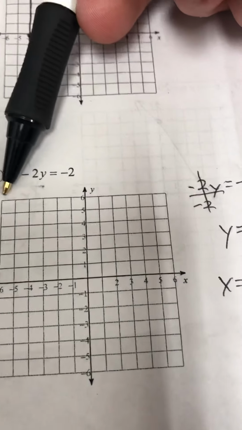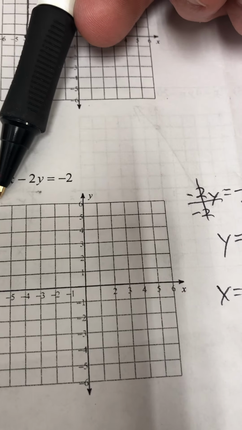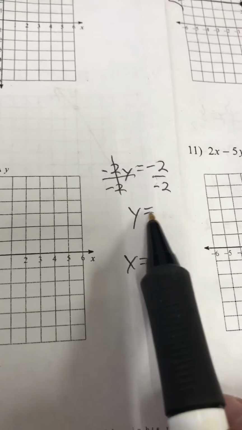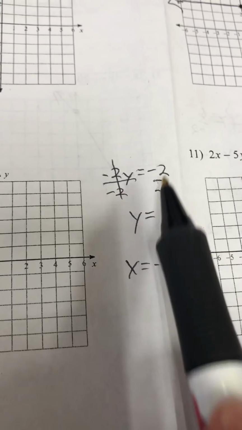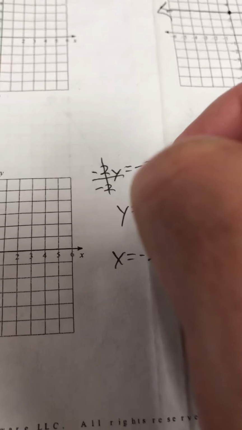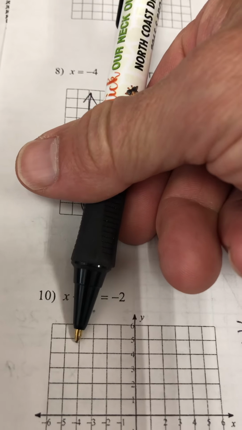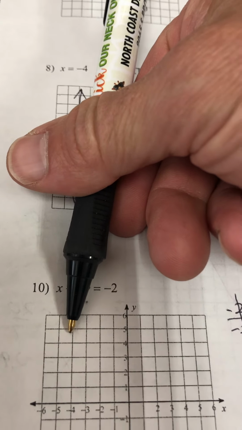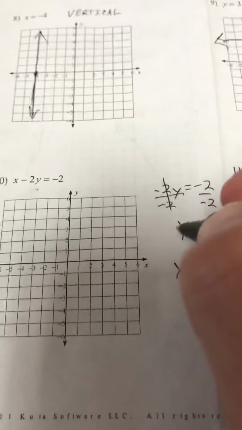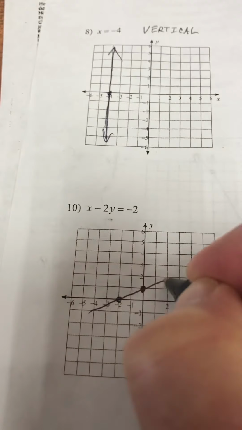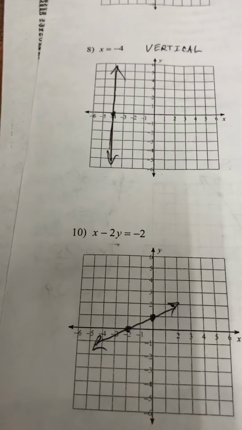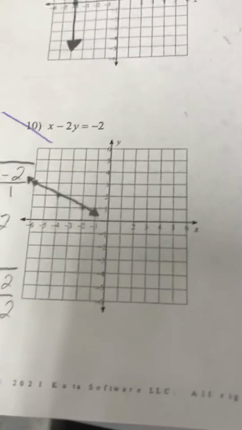Okay, and then going to this one. When x is 0, I'm left with negative 2y equals negative 2. And so I divide both sides by negative 2 to get y by itself. Negative 2 divided by negative 2 is 1. And then when y is 0, I'm just left with x equals negative 2. So I go to where y equals 1, I go to where x equals negative 2, and I connect those points. Okay, a little bit different from what you were going on with.